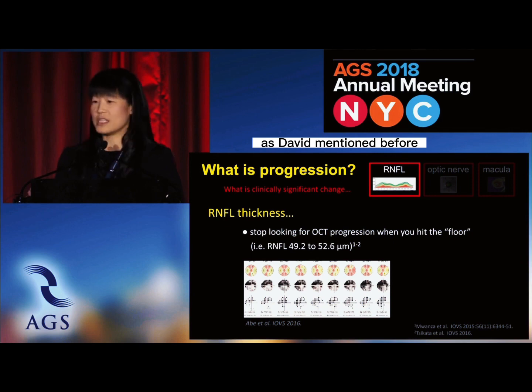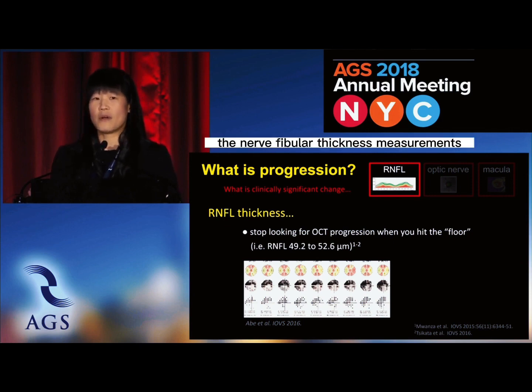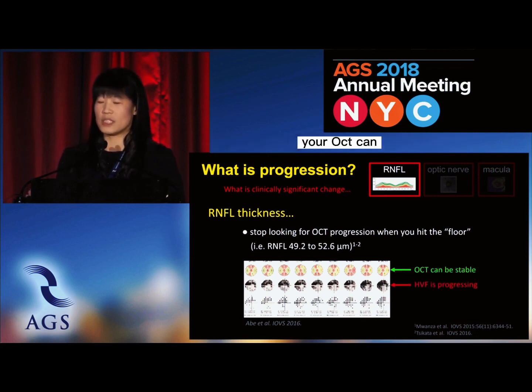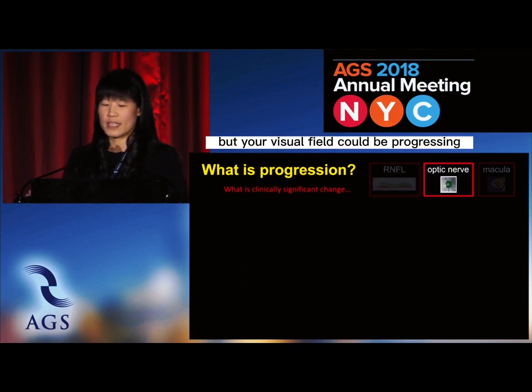And of course, as David mentioned before, once you hit the floor, the nerve fiber layer thickness measurement is not as useful, and for a Spectralis machine, it's around 50 microns. And 50 microns of nerve fiber layer is really this non-neuronal tissue component of glial cells and blood vessels. So once you hit 50 microns, your OCT can ostensibly be stable, but your visual field could be progressing.